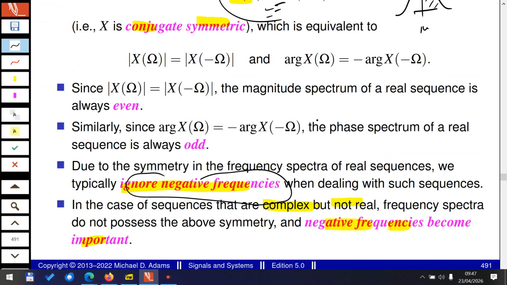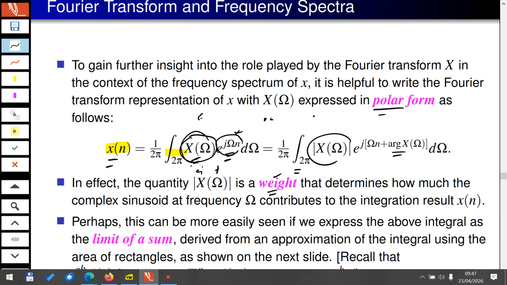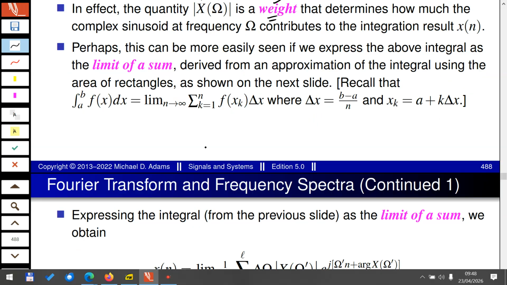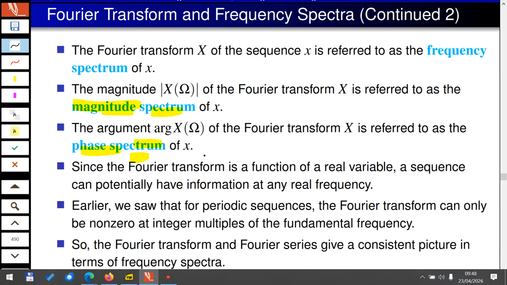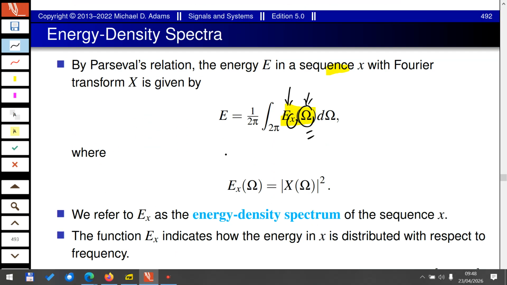Why do I say contributed? It is because of this interpretation, that you are actually reconstructing the original signal from these harmonics. So the total energy of this signal will be a sum of these energies, right? An integral, to be honest, because it's continuous. So each frequency will provide some energy, and then you are integrating all those energies. So this is what you see here.